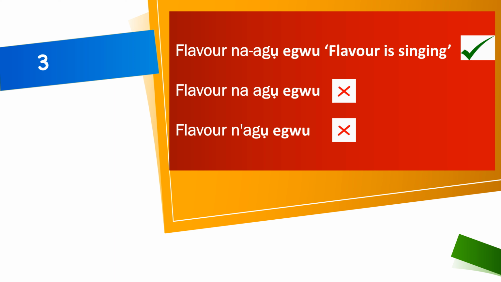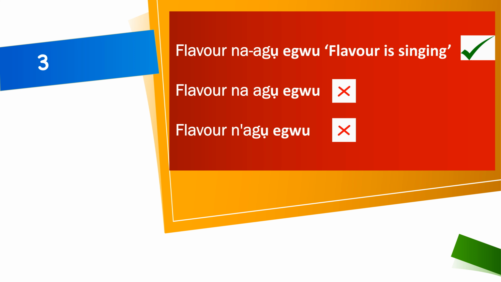Take a look at these three sentences. What do you observe? The first sentence, Flavor na-agụ egwu. Flavor is singing. The focus here is na-agụ. There are different ways na manifests in Igbo language. This na here is functioning as an auxiliary verb. Later I will do a comprehensive video on this. But while you are writing this kind of sentence, understand that the na has to join with the main verb by the use of a hyphen in between.